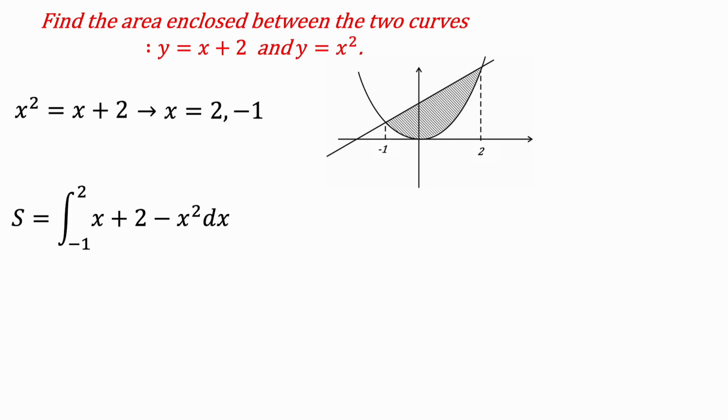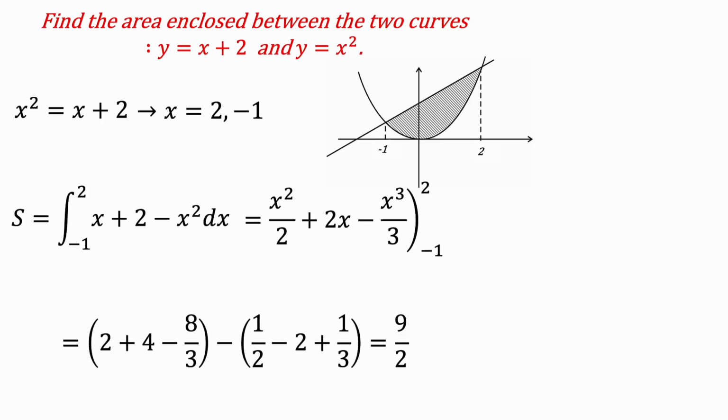Now I already know how to calculate indefinite integrals. I'm going to take the integral in the usual way. You can see it becomes x squared over 2 plus 2x minus x cubed over 3. Then I'll substitute the upper limit and subtract the value at the lower limit. The rest is just addition and subtraction, which I'll leave for you to complete on your own. Let's move on. We'll solve a better example.